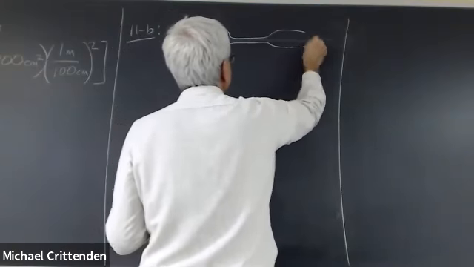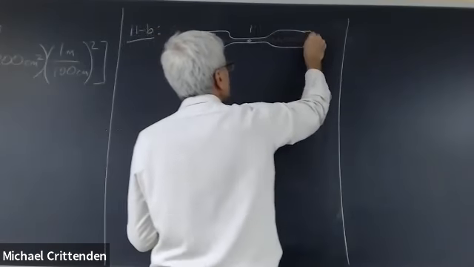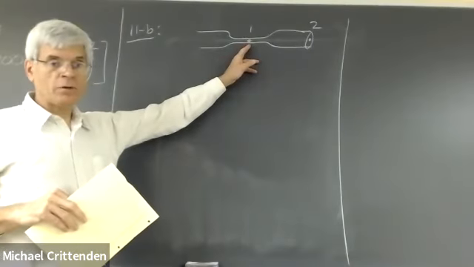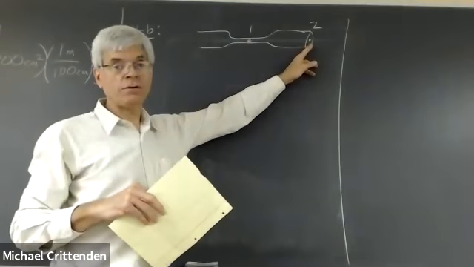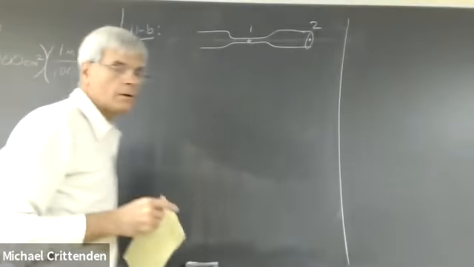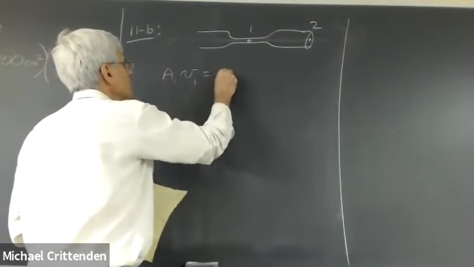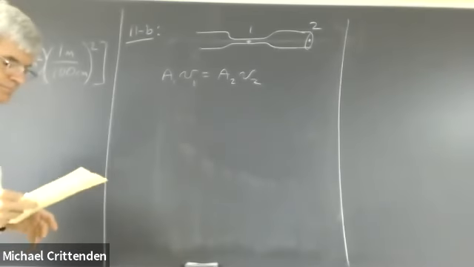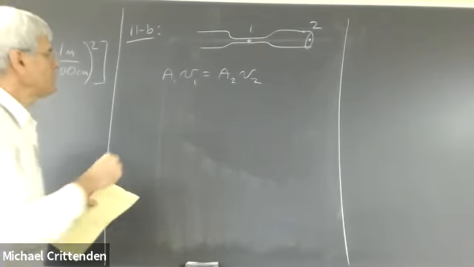So here's a sketch of that tube again. I just wanted to label that what I mean by point number one is the place where we're trying to figure out the pressure. And point number two is over here where the water shoots out into the atmosphere. So A1 V1 equals A2 V2, equation of continuity. We're after V1.